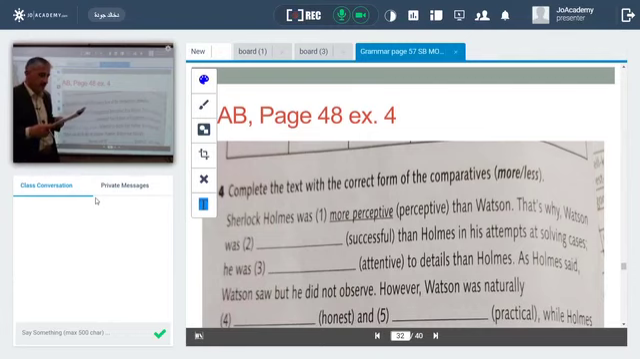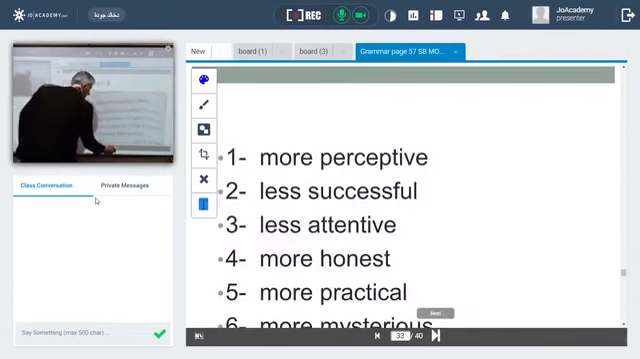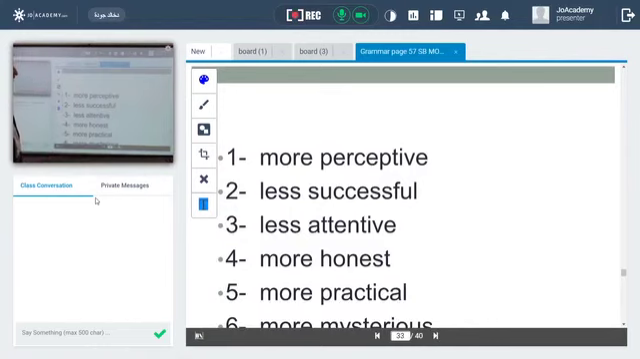He was less attentive. Let's see the answers. More perceptive, less successful, less attentive, more honest, more practical, more mysterious. Mysterious, the last one, number 6, it means غامض. More mysterious, أكثر غموضا. And before that, more practical, أكثر عملي. Practical means عملي, more practical. Number 4, honest, معناها صادق. He is more honest. More honest يعني أكثر صدقا.